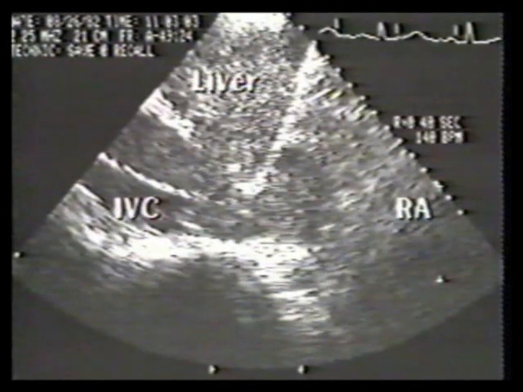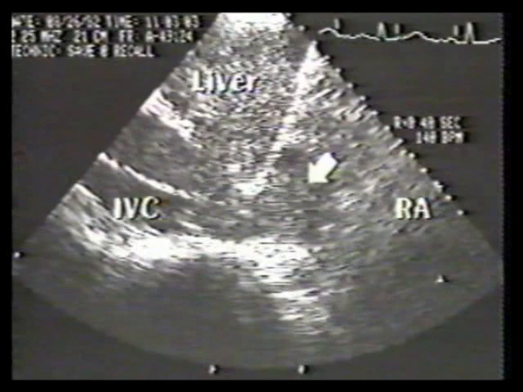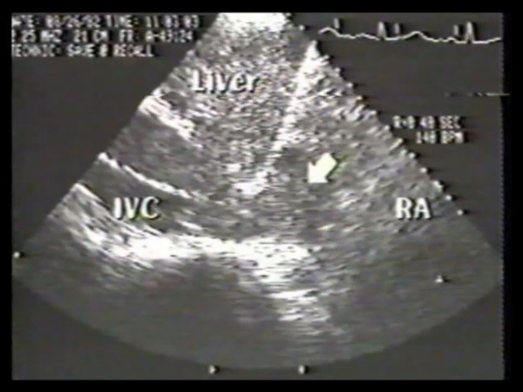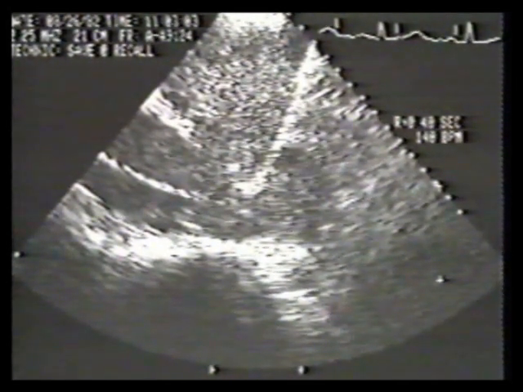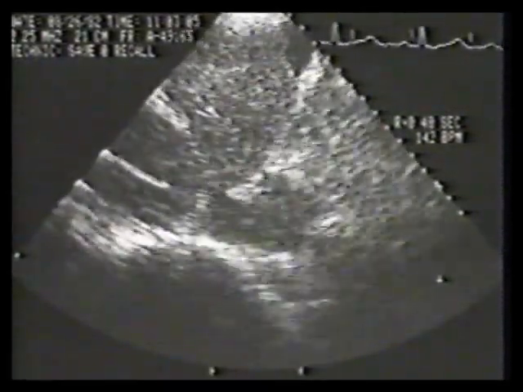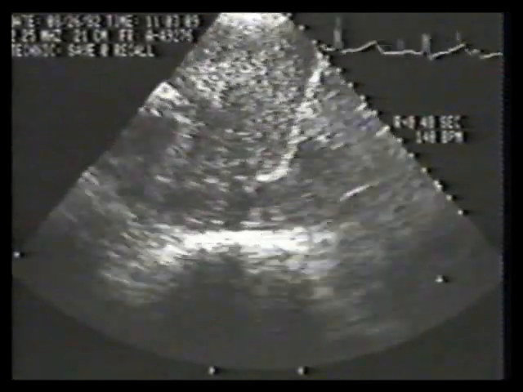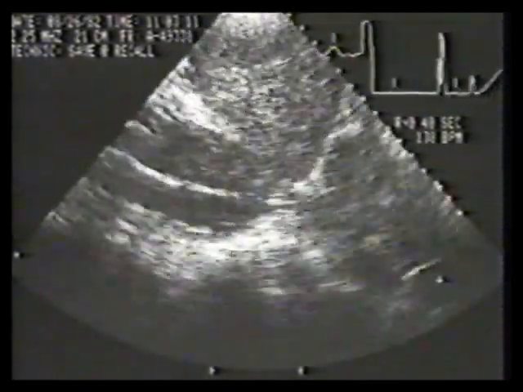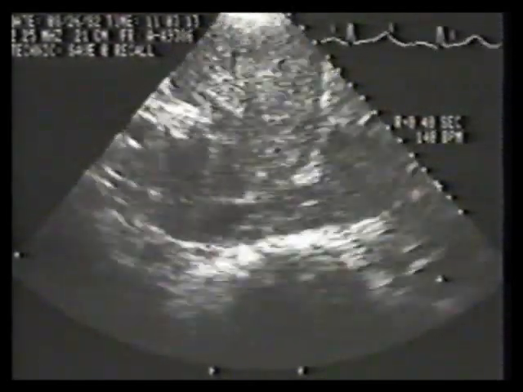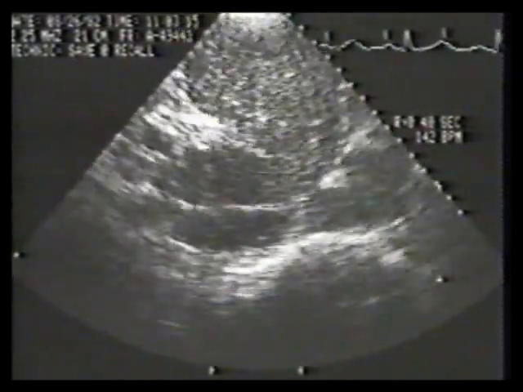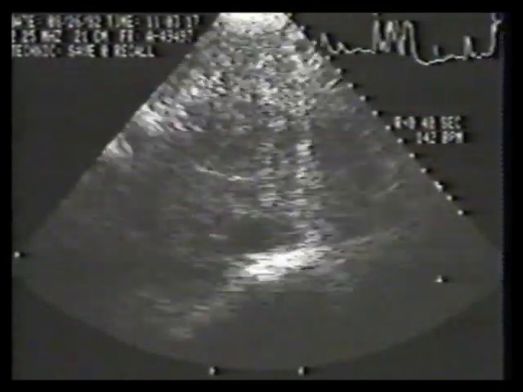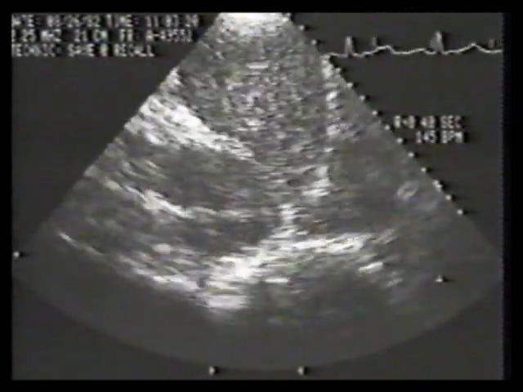This is a subcostal long-axis view of the inferior vena cava in the same patient. Note that there is an ill-defined mass filling portion of the right atrial cavity, and that the inferior vena cava appears to be filled with mass, in this case a hepatoma, which has migrated up the inferior vena cava to fill the right atrial cavity. This is a typical appearance of malignant extension of tumor from the cava.